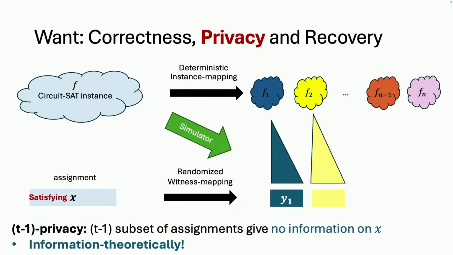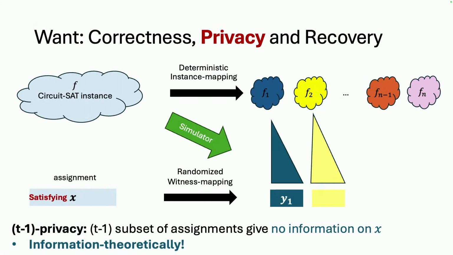So I want to assume that I have a simulator that takes only the instance, not the witness, and generates this distribution, this small number of assignments. And it will be very convenient for me to assume that this is perfectly secure. Not only for aesthetics, but it's also going to be very useful in terms of both applications and in order to construct this object.